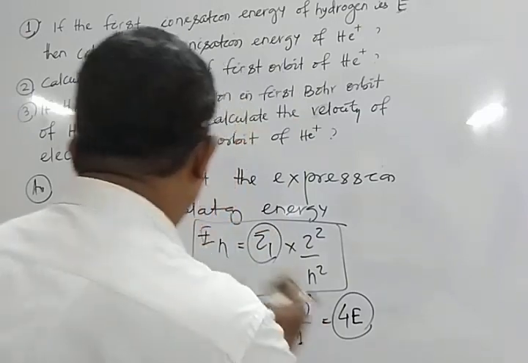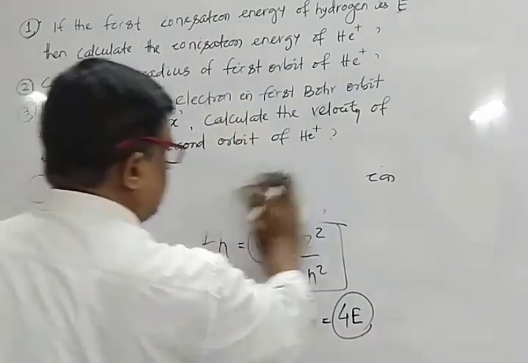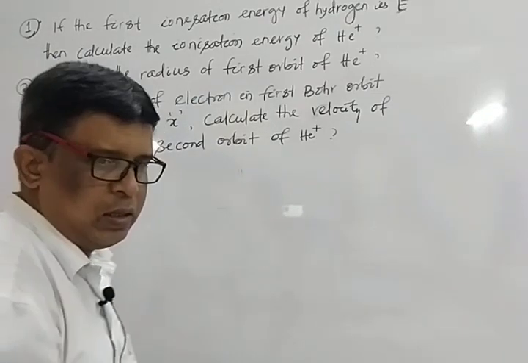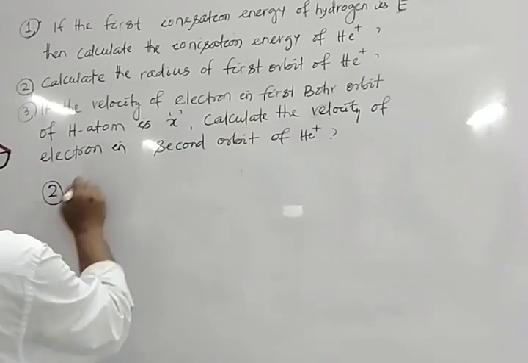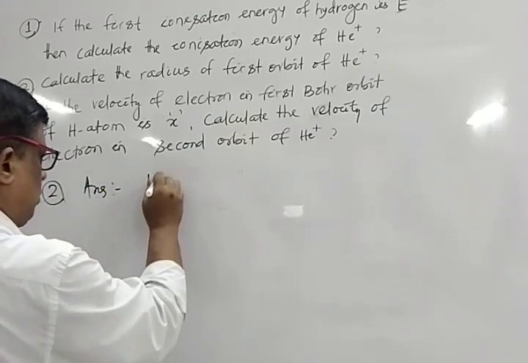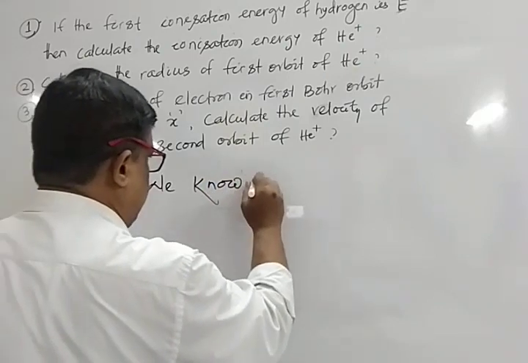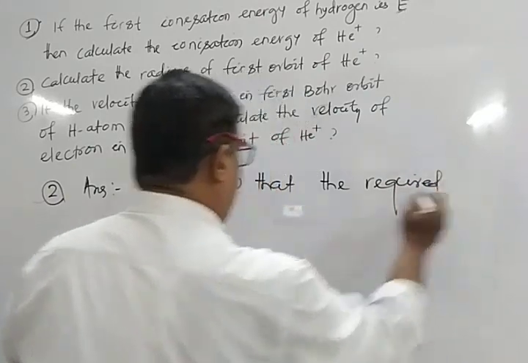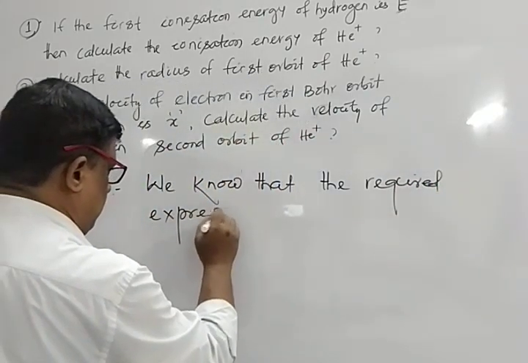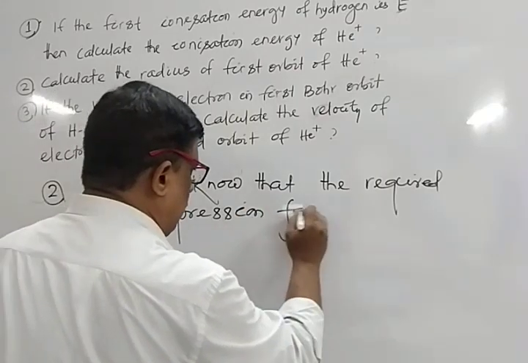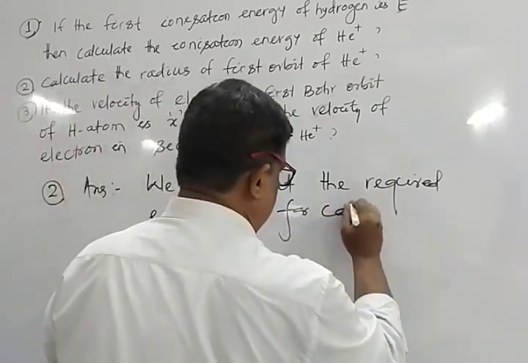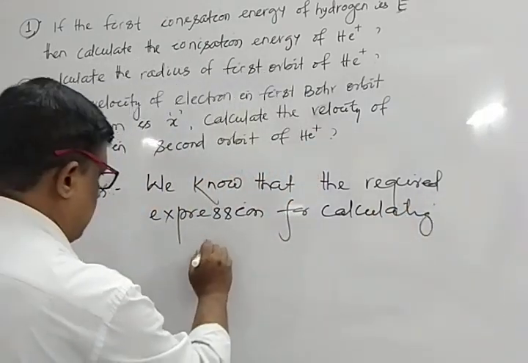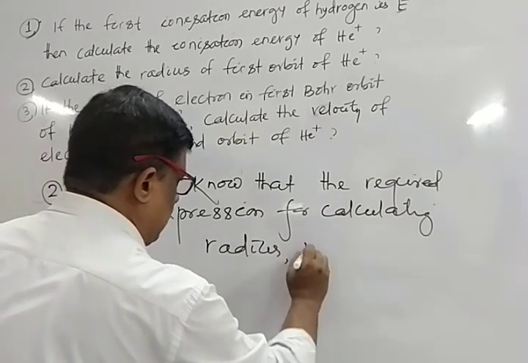Move to the second one. Mark the second one. What is the second question? That is, calculate the radius. We know that. Second one, answer. We know that the required expression for calculating the radius, that is Rn.